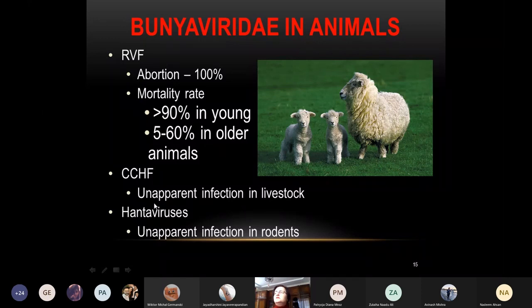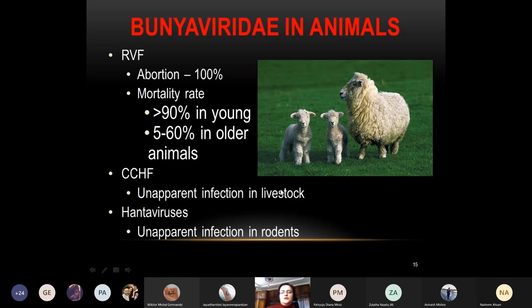In contrast, Crimean-Congo hemorrhagic fever virus causes an inapparent or subclinical disease in most of livestock and is maintained in the herd through the bite of a tick. Rodents are persistently infected with hantaviruses, but show no clinical signs. The virus is transmitted from rodent to rodent through biting, scratching, and possible aerosolization of rodent urine.